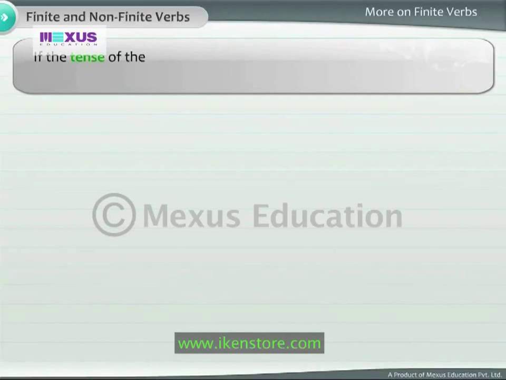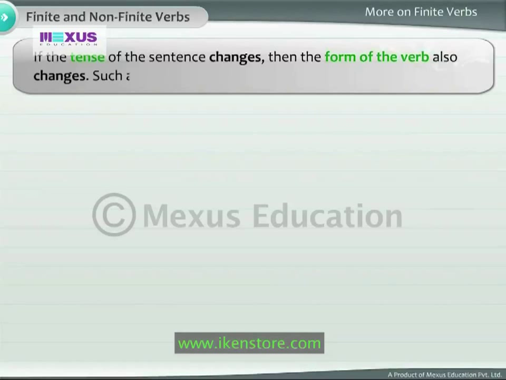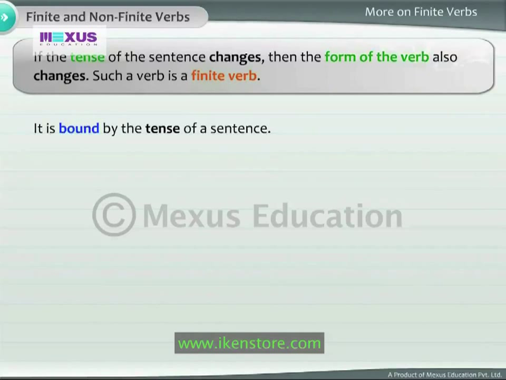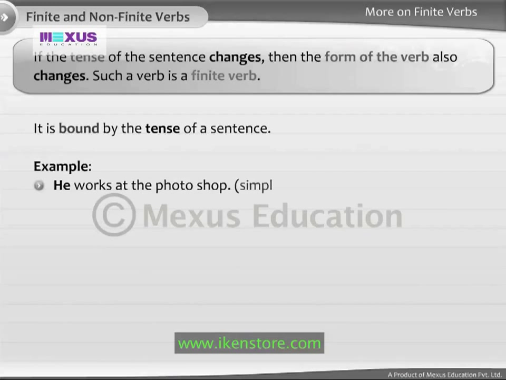If the tense of the sentence changes, then the form of the verb also changes. Such a verb is a finite verb. It is bound by the tense of a sentence. For example, he works at the photo shop. The sentence is in simple present tense. The finite verb works agrees with the subject as well as the tense.